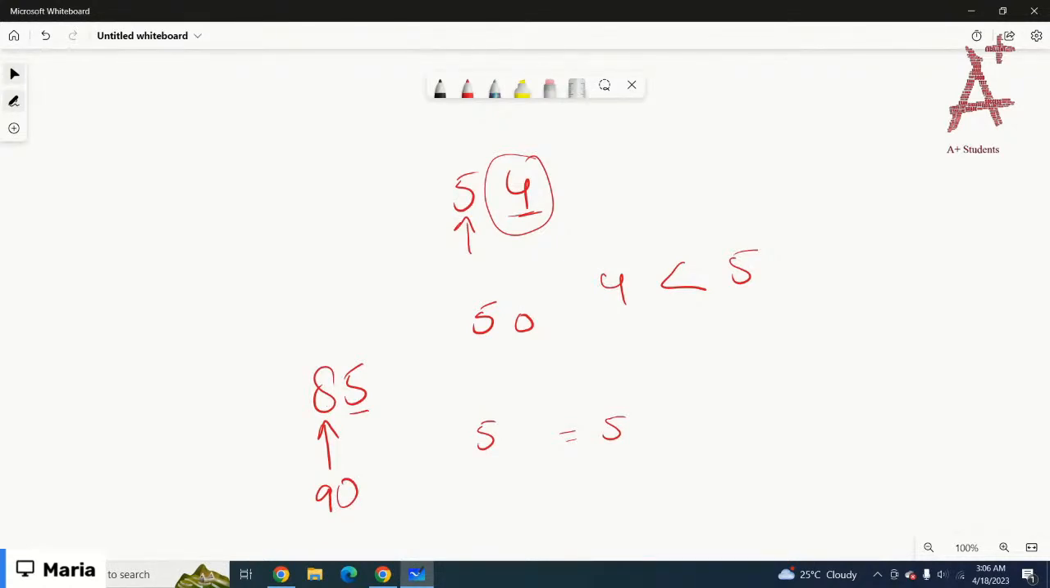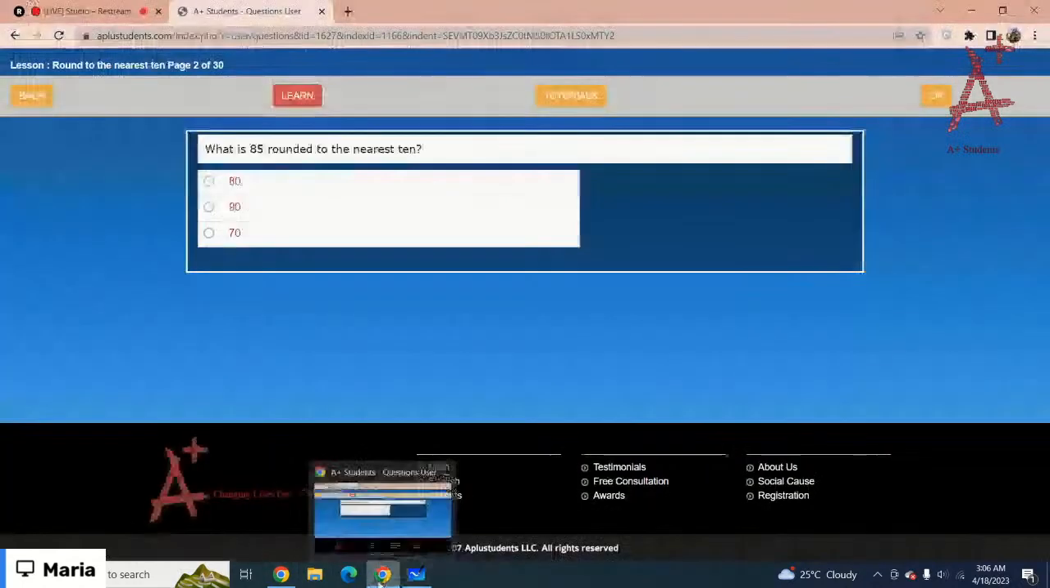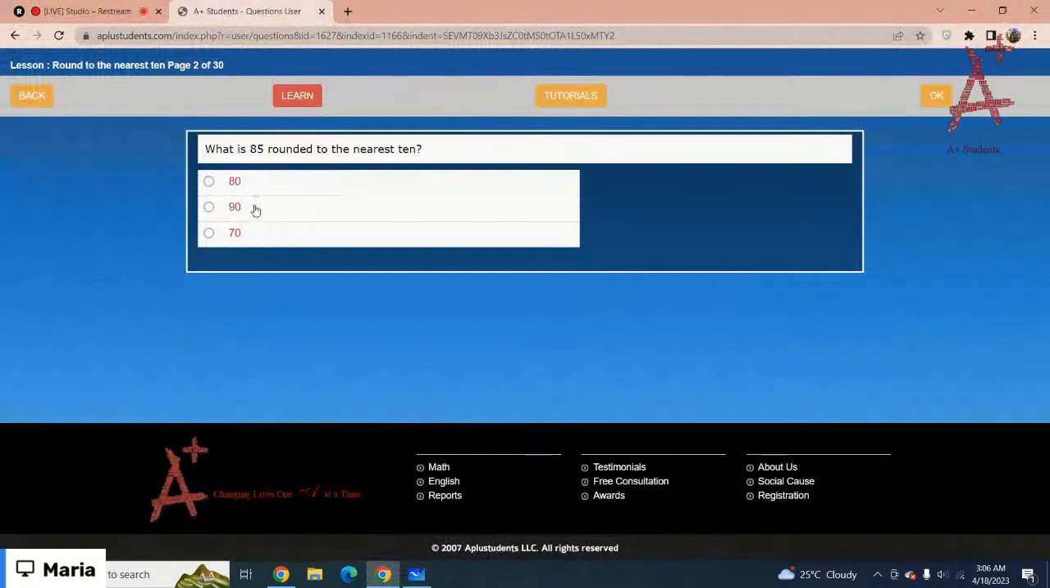Got it? Okay, we're working on grade 2 maths. The chapter we're working on is estimation and rounding, and the lesson we're working on is round to the nearest 10. So it would be rounded off to 90.